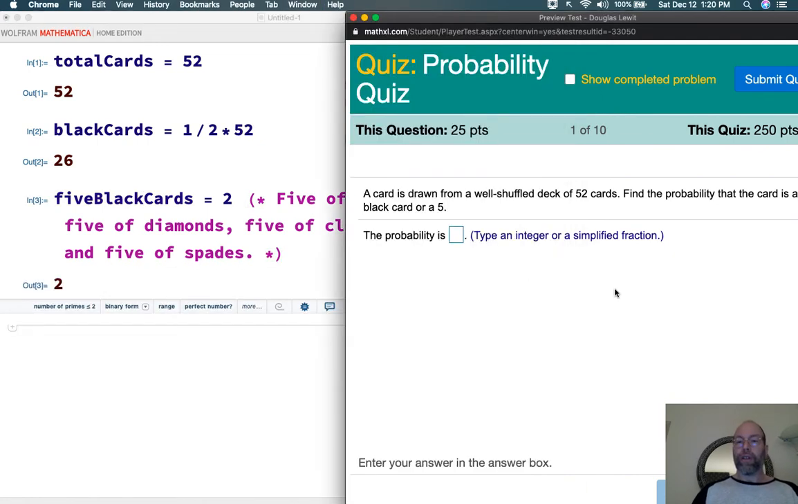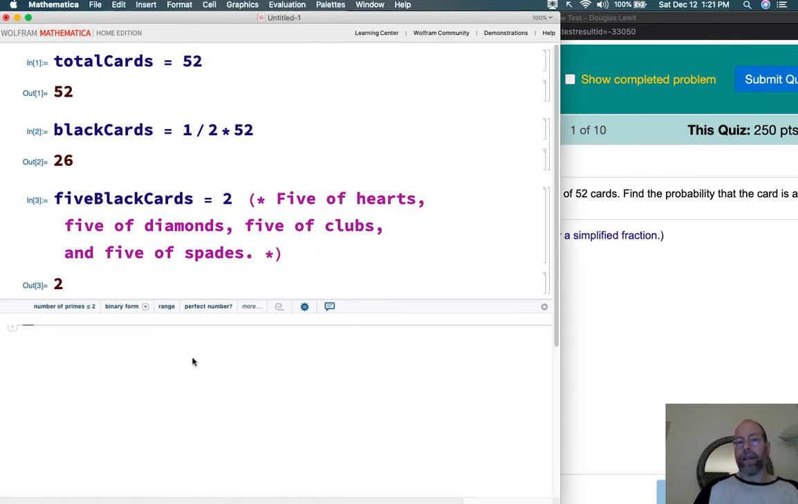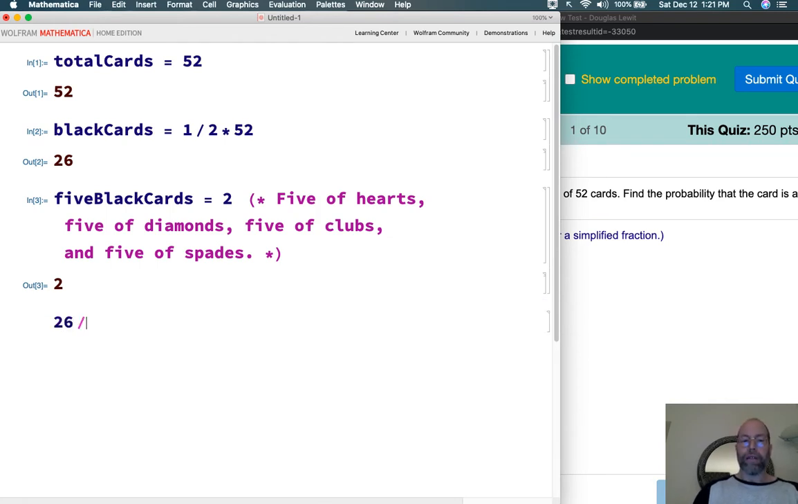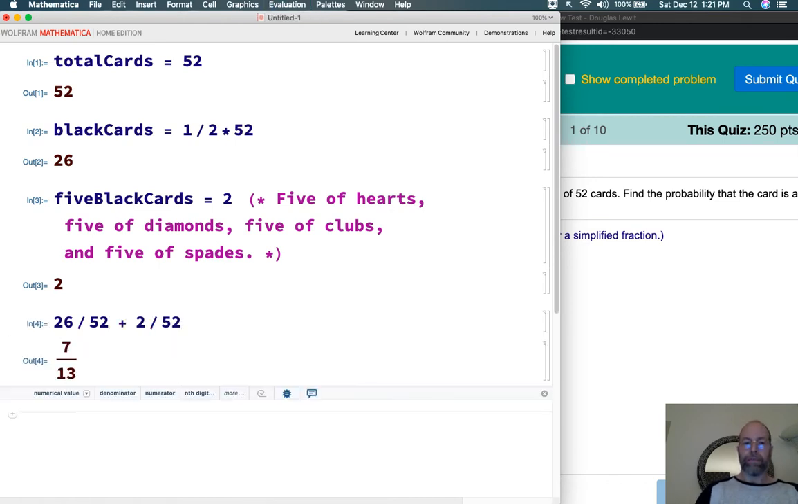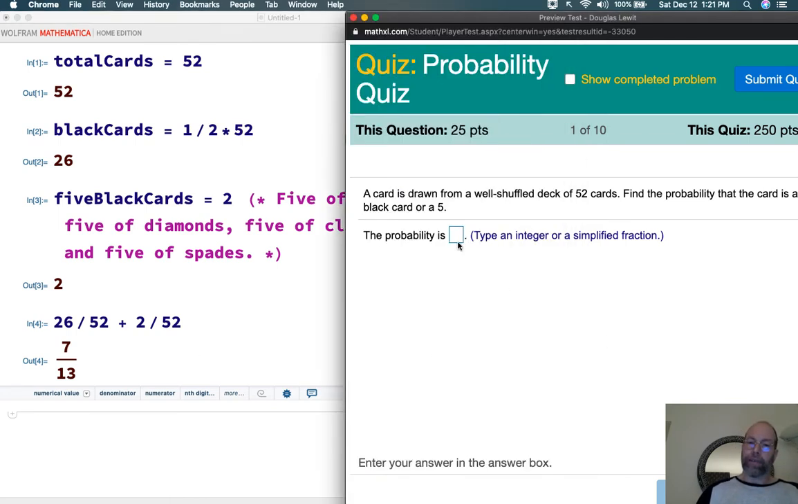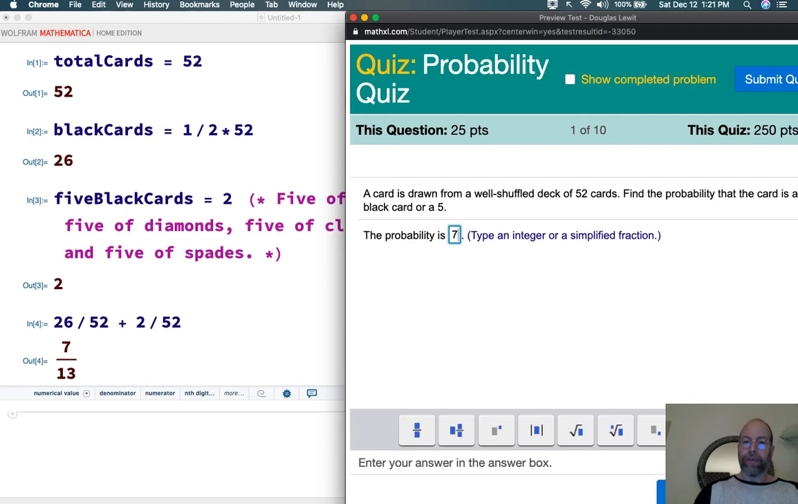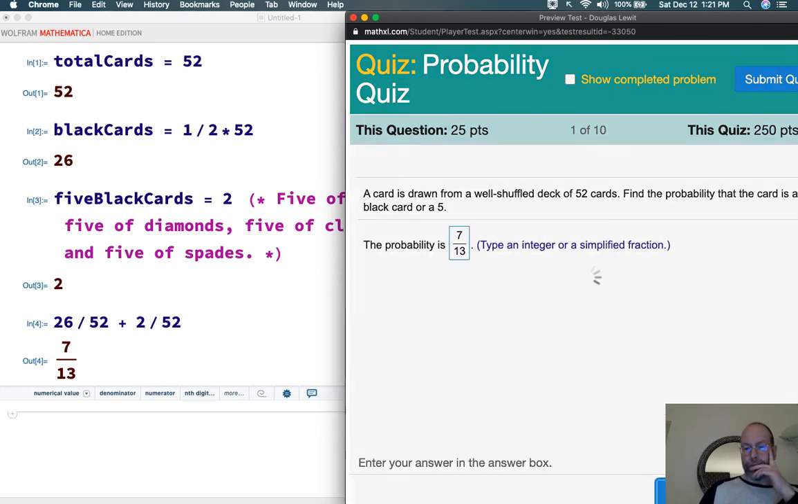So you see the word or here, or means addition. And so you're tempted to say, okay, so it's going to be 26 out of 52 plus 2 out of 52. And you think that's going to be the answer. Actually, that's not the answer. This will be wrong.